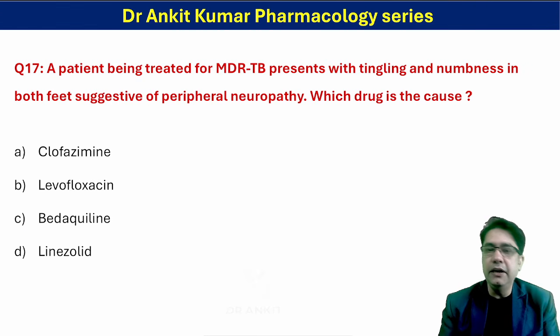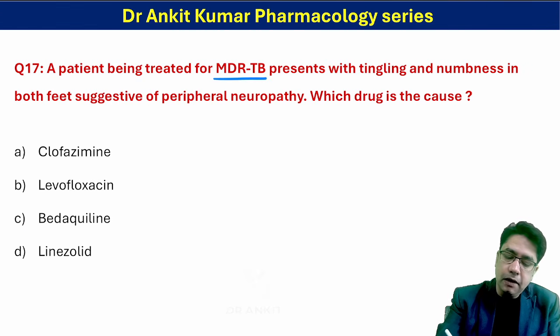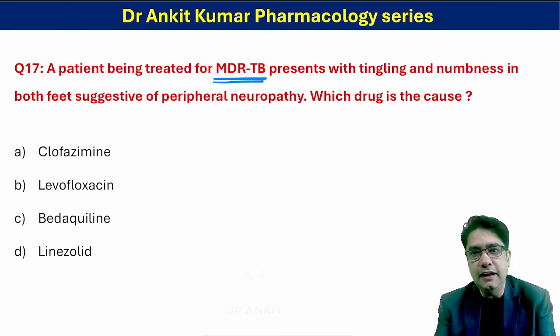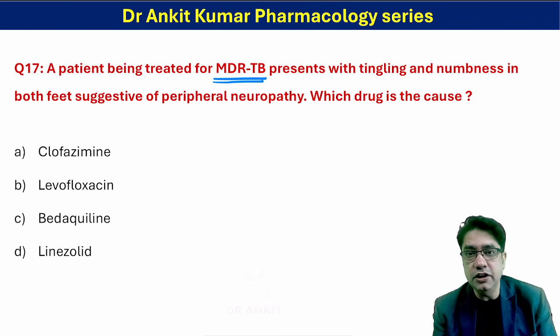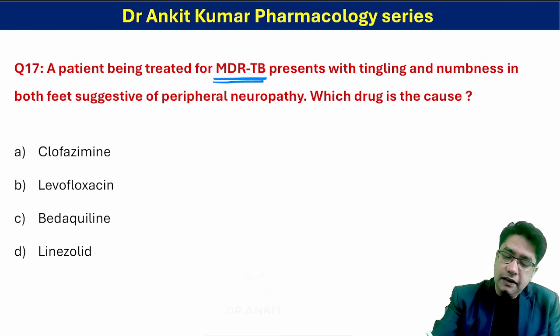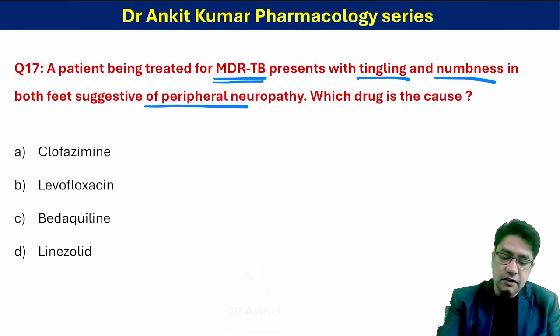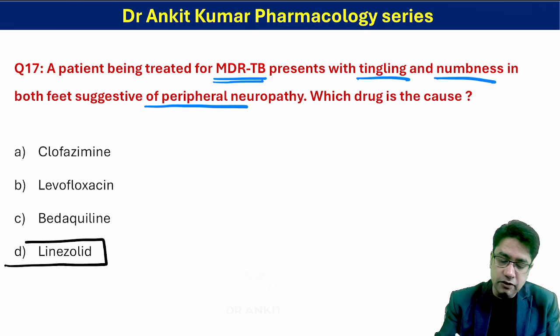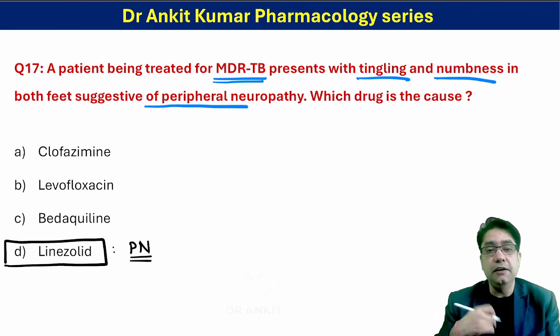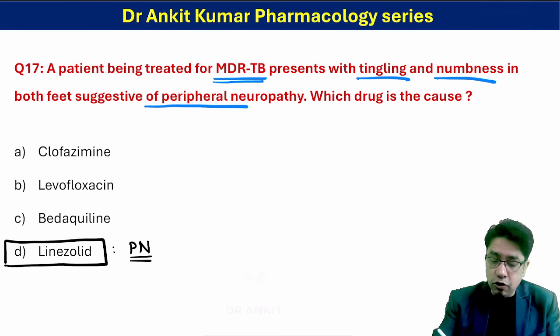A patient is being treated for MDR-TB, multi-drug resistant TB, in which we give the BPaLM regimen, and presents with tingling and numbness, suggestive of peripheral neuropathy. Which drug is the cause? So the answer of this question is linezolid. Remember, linezolid causes peripheral neuropathy. Agreed? It can also cause other neuropathy like optic neuritis.